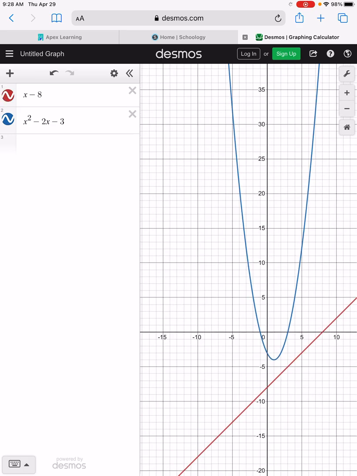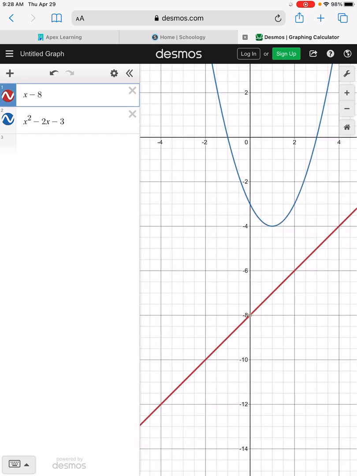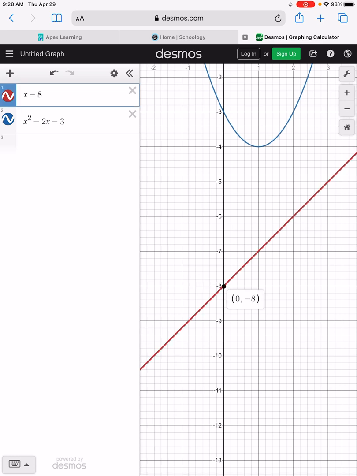Okay, so a couple things I noticed, like if you were going to draw this by hand, the graph of x minus 8 crosses the y-axis, so the y-intercept from your equation is negative 8, and then it has a slope of positive 1. So from 0, negative 8, you go up 1 over 1, and you have the point 1, negative 7, go up 1 over 1 again, you have 2, negative 6, up 1 over 1 again. So your slope is a positive 1, and your y-intercept is negative 8.